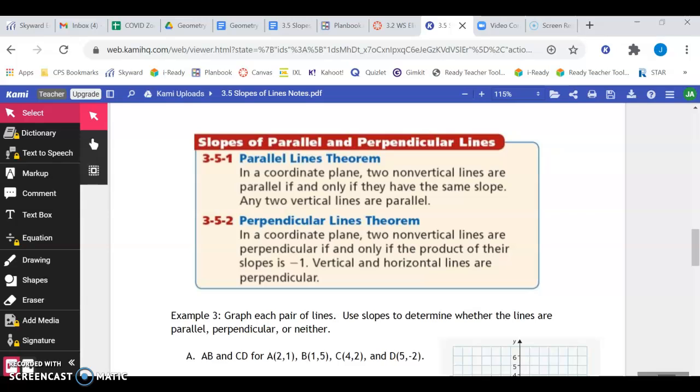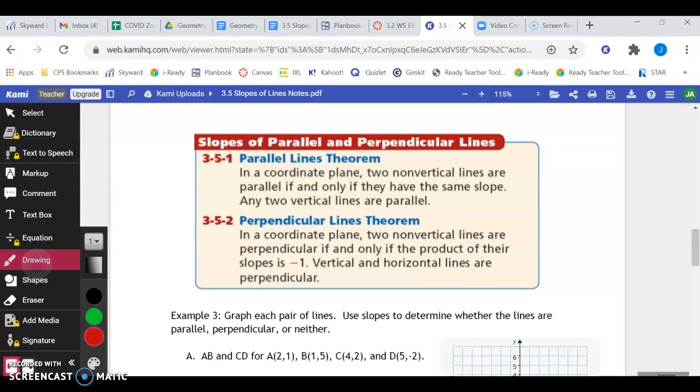For perpendicular lines, non-vertical, they're perpendicular if and only if the product of their slopes is -1. So if we multiply the two slopes together, we get -1. The other thing that I can say is that they're opposite reciprocals. So for instance, if one has a slope of 2/3, then the slope of the perpendicular line would be -3/2. You flip it, and one is positive, one is negative. That's also something you can look at.